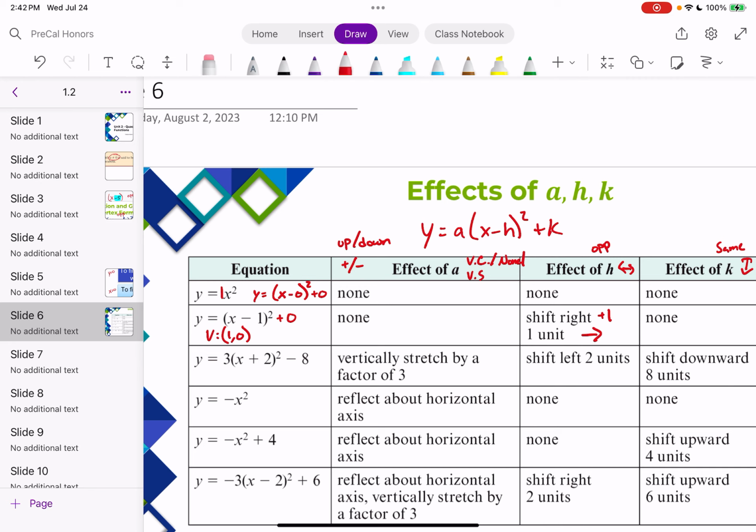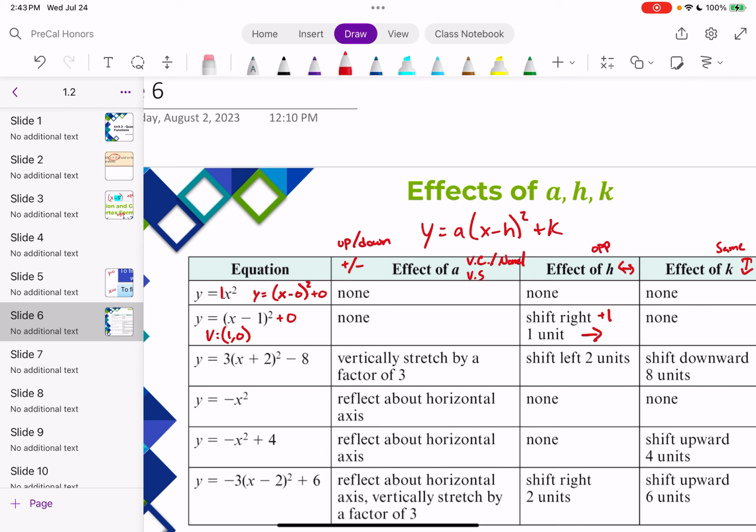Let's talk about the transformations. Since 3 is larger than 1, we know that it's going to be a vertical stretch, and that's going to be at a factor of 3.